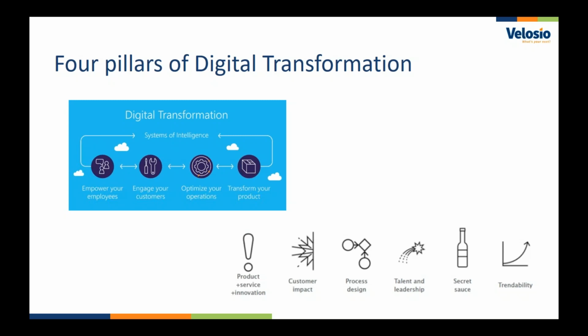And ultimately, the last piece of this pillar is transforming your product. So how are you moving your product offerings? Maybe today you're a distributor. Maybe down the road you want to be able to offer some subscription services. And how do you leverage the cloud to be able to do more as a service type service or function?